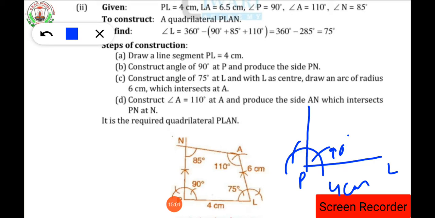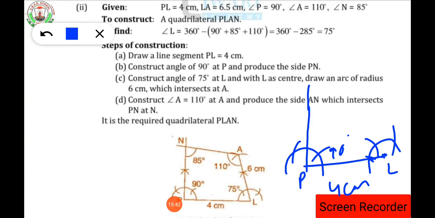Now what you have to do is produce it to N, that means you have to extend the line PN. Clear up to here? Now after this, we are going to construct 75 degrees. In order to construct 75 degrees, you can either use your compass or your protractor. Suppose taking any radius on the mouth of your compass, keep the needle at point L, and draw one arc. Clear? Then keep the needle at the point where the base is intersected, draw one arc, then keeping the needle here, draw another arc.